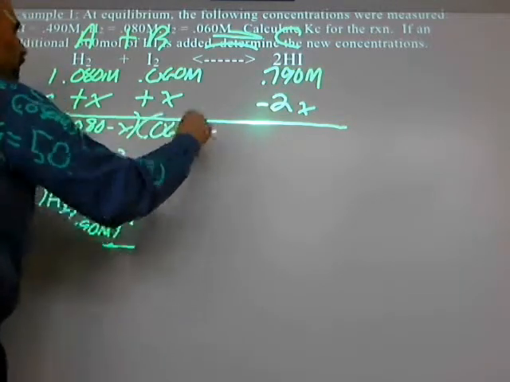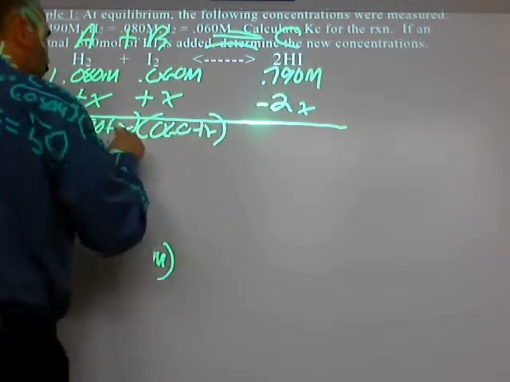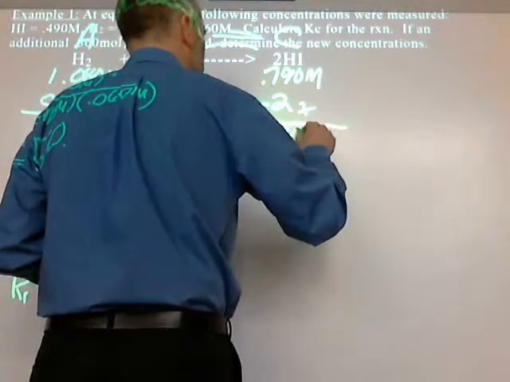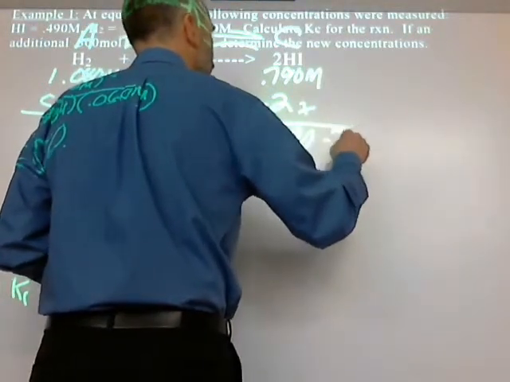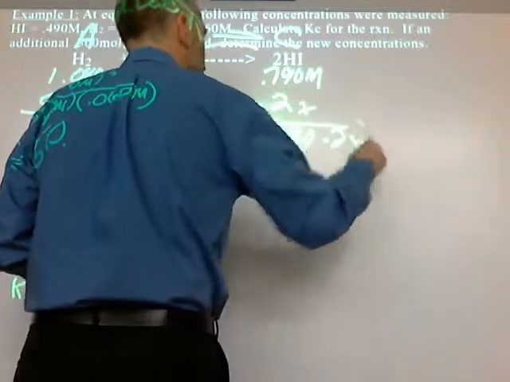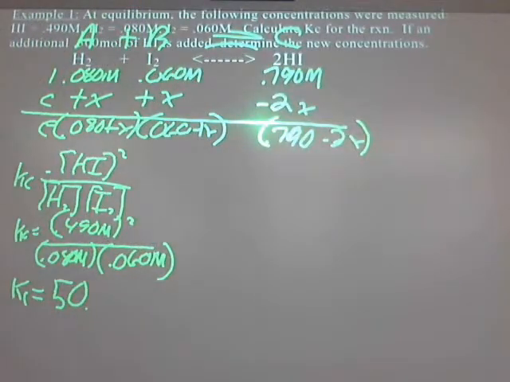0.060 minus x. I'm sorry, it's plus x. Plus x. And 0.790 minus 2x. Once again, I know you don't want to do this. I know I wrote it down once, so I have to write it down ever again on the test.